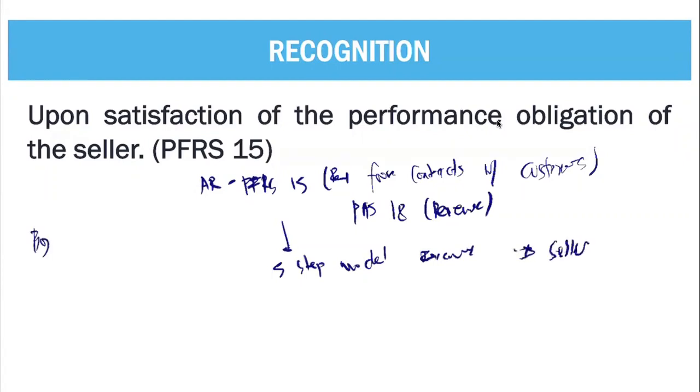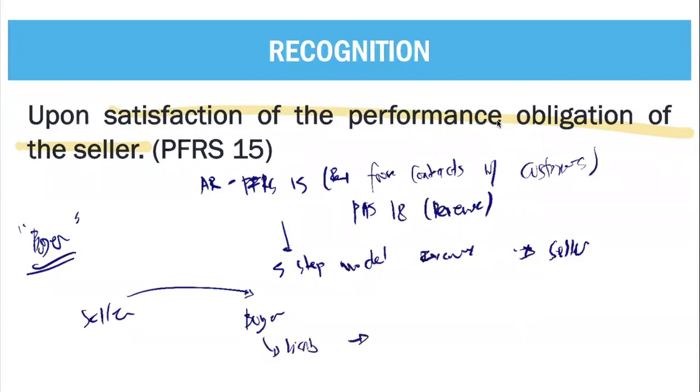How about on the part of the buyer? When will you recognize? On the part of the buyer, you will recognize that particular purchase or liability upon satisfaction of the performance obligation of the seller. So in short, at the time there is already satisfaction of that contract to the buyer, we recognize your liability. Generally, how do we make the entry on this recognition of liability? You debit purchases, you credit accounts payable.